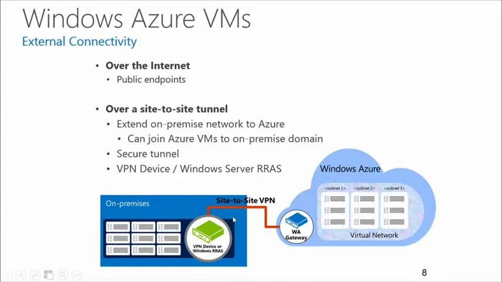This is what we're showing here. So you can have your on-premise environment, right? The way this works is you either configure a VPN device, like your Cisco router, etc., or you can configure Windows Remote Access Services in Windows Server, and you can have a software-based site-to-site tunnel between your on-premise environment and Windows Azure. And on the Windows Azure side, we have a gateway that basically establishes the secure connection.